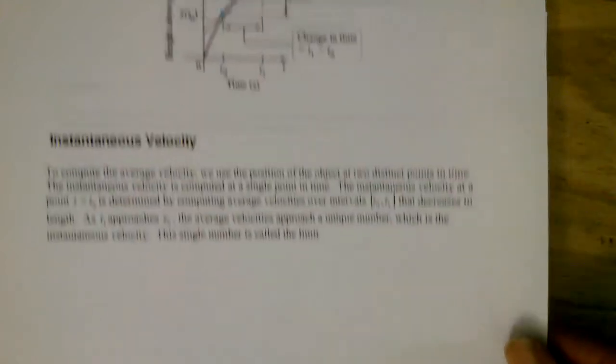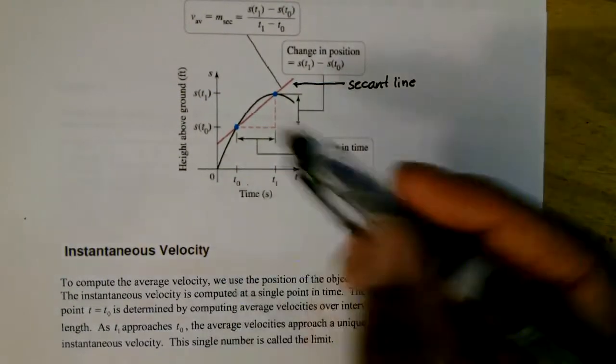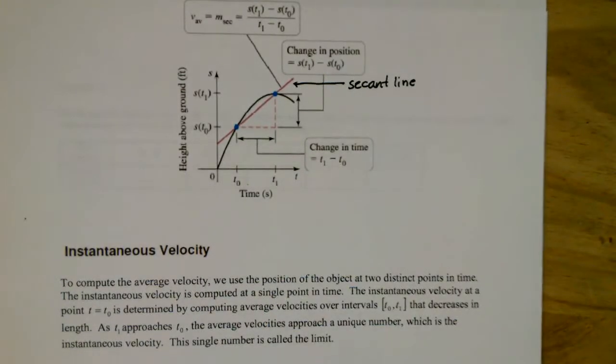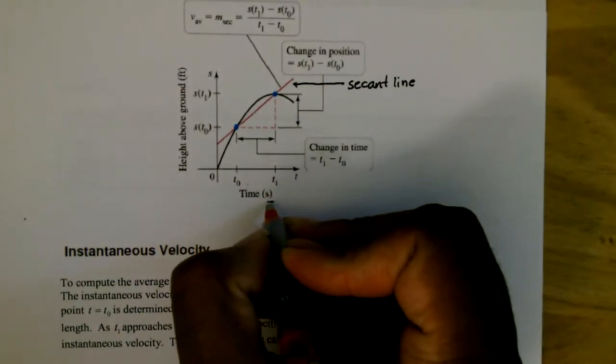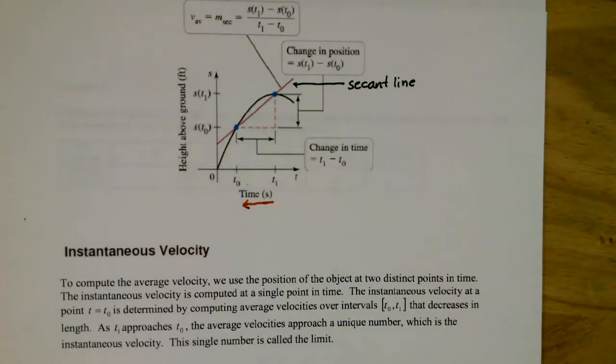All right, so if I go back to this illustration right here, here's t1 and here's t sub 0. Now, t1 has to be approaching t sub 0 for this to happen. Okay, so here's t1. It's going to get closer and closer to t sub 0.